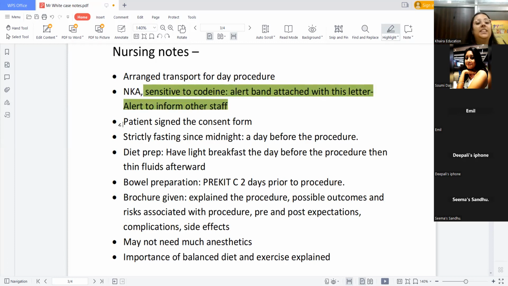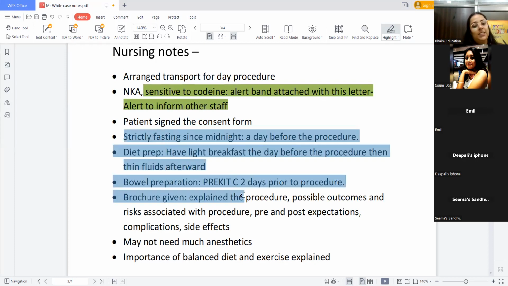The second one is relevant. Third is not relevant. The fourth one is relevant. Fifth one is relevant. Sixth one is relevant. No, it's not. I'll give you the reason. Then brochure given. You may write all the details, or simply write that the brochure with all the details has been given, whichever way. And not much anesthetics needed. Importance of balanced diet, not relevant.